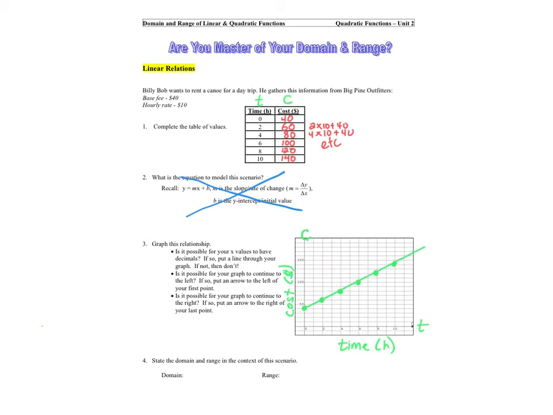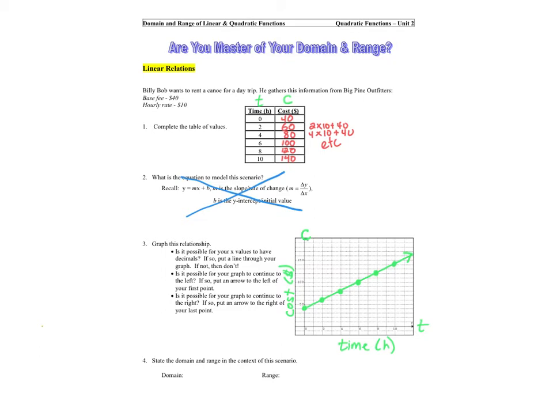And what you have to decide is, is it possible for this to continue, or is it going to stop there? Is there anything that says that the highest you can go is 10 hours? It isn't. So what you assume is that this graph can continue, and you would put an arrow on the end to show that it would keep on going.